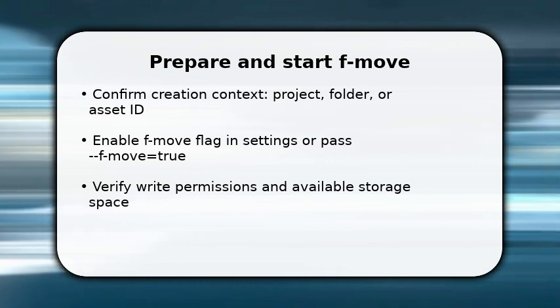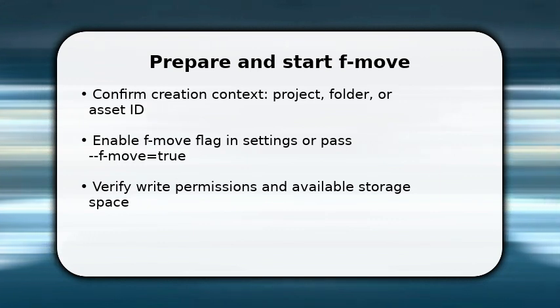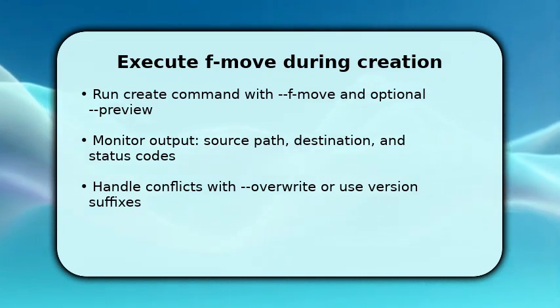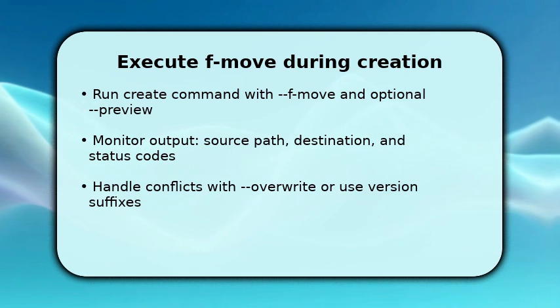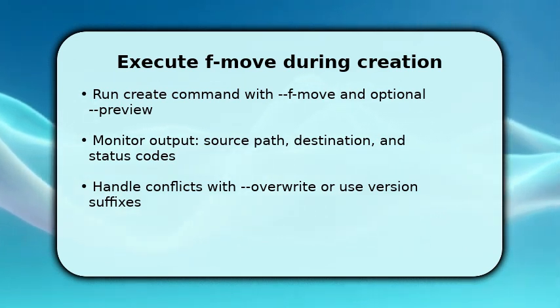Now execute a targeted create for a single asset to validate behavior and watch logs for immediate errors or confirmations. You run the create command including fmove, and if available, add preview to see plan changes without committing. As the process runs, monitor output for the source path, destination path, and status codes. These tell you what moved and why.